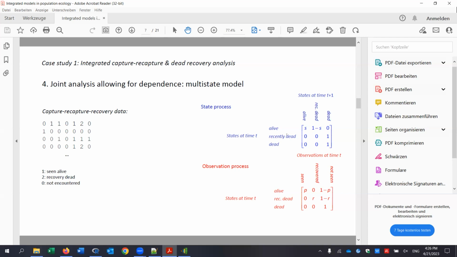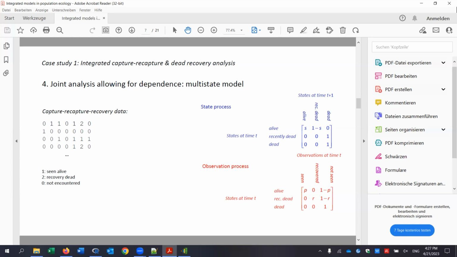But still, we have one dead state, the so-called recent dead state. That's the state an individual is in when it is dying. And then in the next year, it moves to the final dead state. The reason why we do this is we have to make sure that individuals that are dead can be sampled only once, because they can only be found dead one time and not multiple times. To make sure this doesn't happen, we have to include this additional dead state.